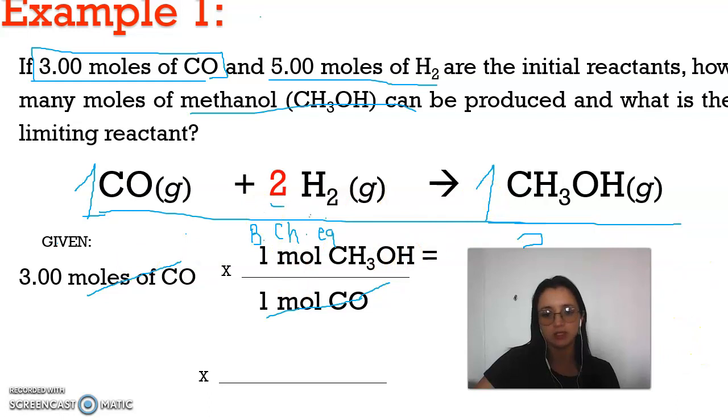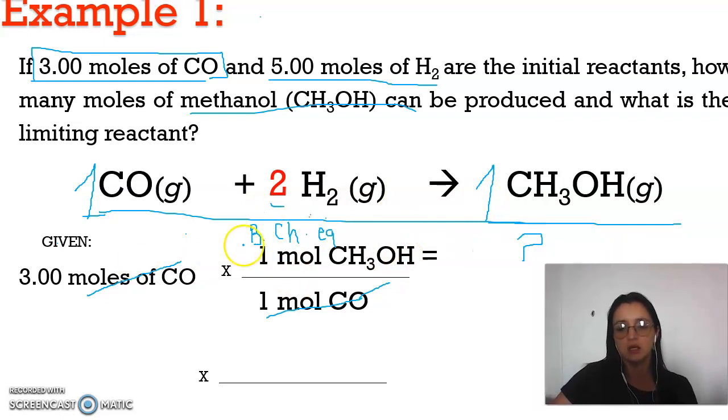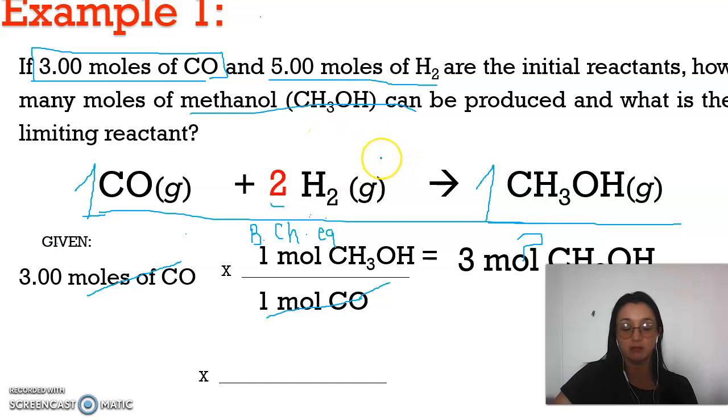If I do the calculation, obviously in this case, as the ratio is 1 to 1, then the result is going to be 3 as well. So 3 moles of methanol are going to be produced, and that's it. That will be the first part. And then we have to repeat it with the other ingredient, which is in this case hydrogen.